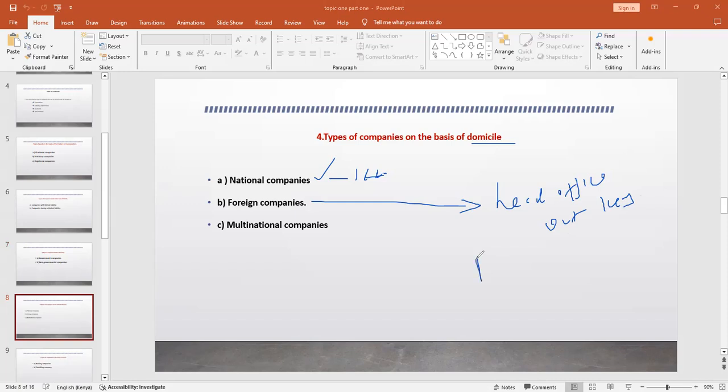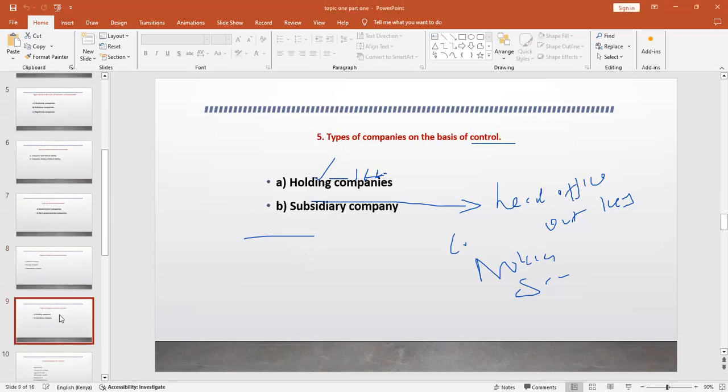For instance, Nokia or Samsung or Coca-Cola, although these are multinational companies, but the point is they're foreign. So what makes it multinational is the fact that they're in more than one country. But any company whose head office is outside Kenya, but it's operating in Kenya, is a foreign company. And if it is in more than one country, it becomes a multinational company. Okay. Any question up to that bit?